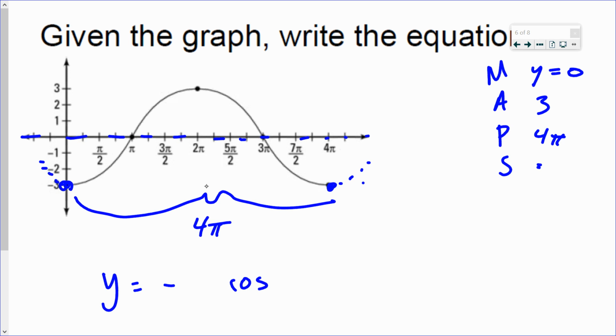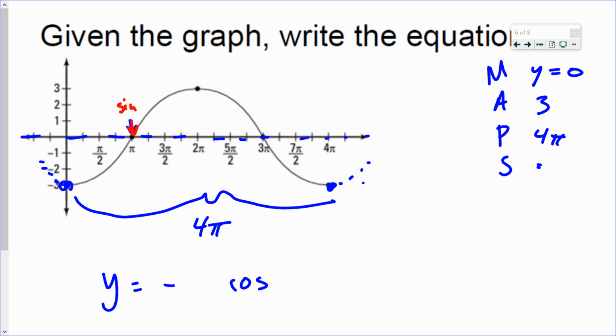Now I'll write other equations here, so you could have a shift. If you wanted it to be a positive sine curve, then you need a point on the graph that's on the midline and goes up first. So like there, that would be a sine curve.